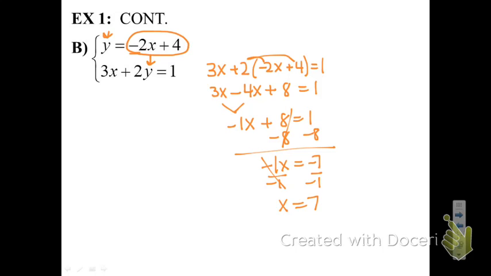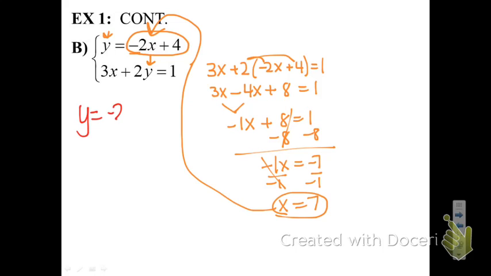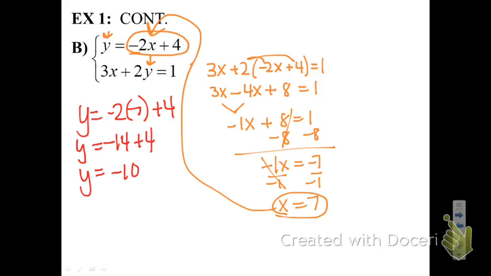So once you have this value, you're going to take that and substitute it into either equation. I'm going to actually go into the top equation for x because y is already solved for. So I'm going to go y equals negative 2 times the x value, 7, plus 4. And then we solve that. y equals negative 2 times 7 is negative 14, plus 4 is negative 10. And you have one solution at 7, negative 10.